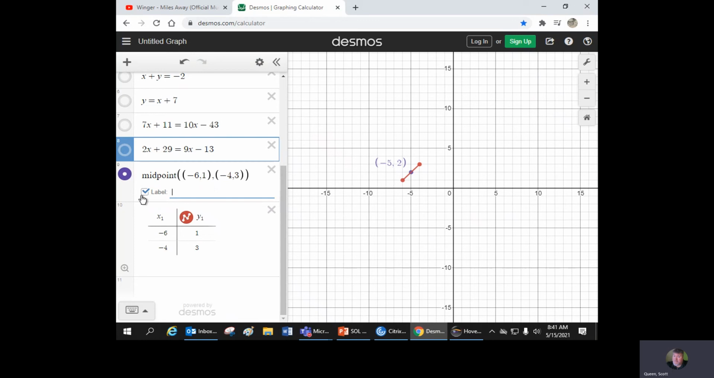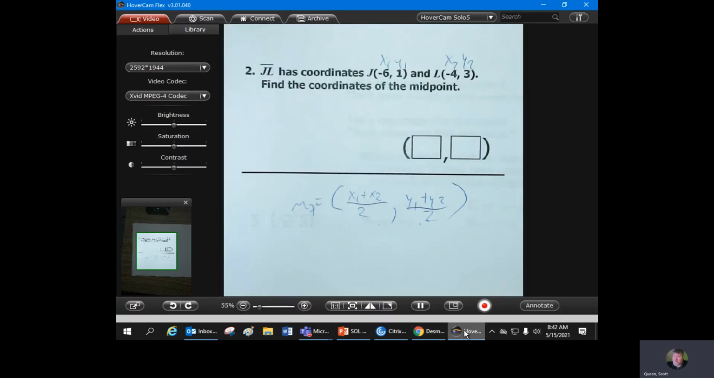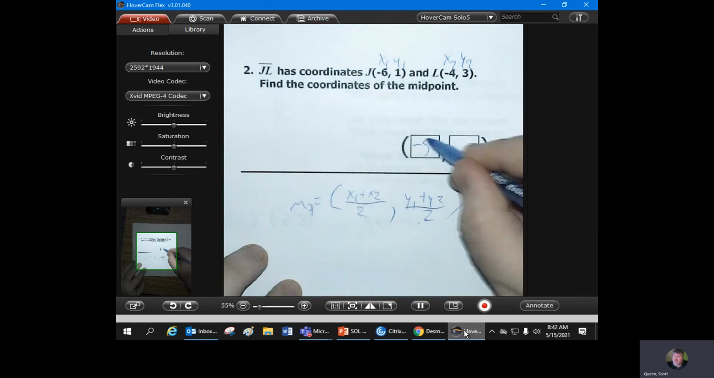All right, there it is right there. Just remember, you can count the point if you want, or just check the label and it'll tell you what it is. So does that make sense? All right, so coming back to hovercam, that is -5 and 2.